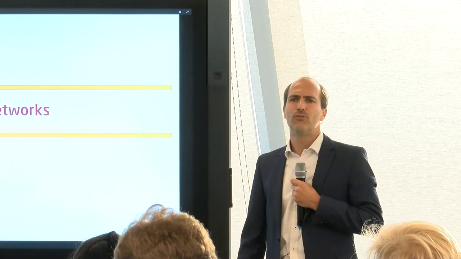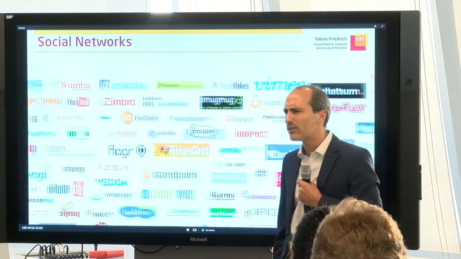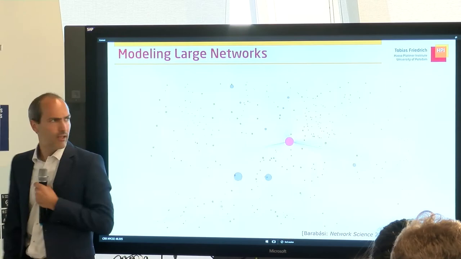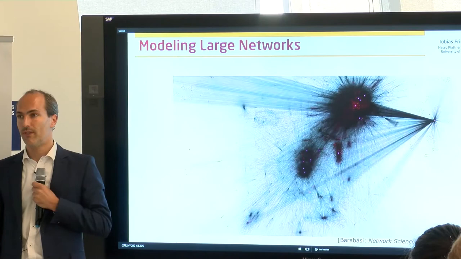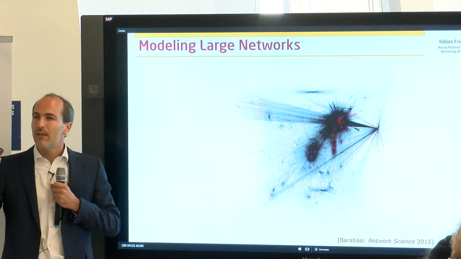Think of Facebook, Twitter, or hundreds of other social networks. They do look different than these networks we have just seen. So think of the internet. This is a picture of the internet in 1998 with 300,000 vertices and 1.5 million edges. And why do I show you this picture? Because we see that the structure is far from regular and homogeneous.